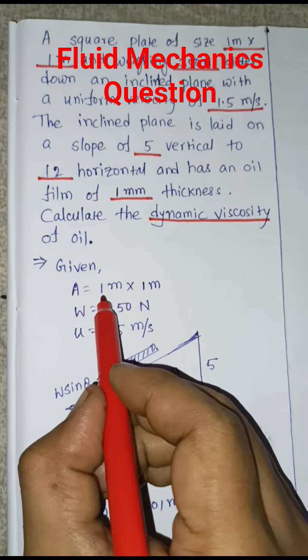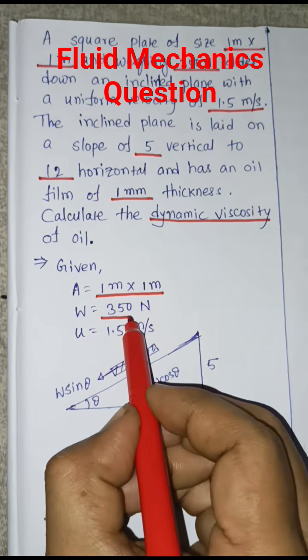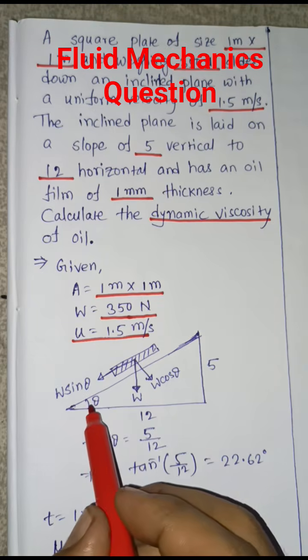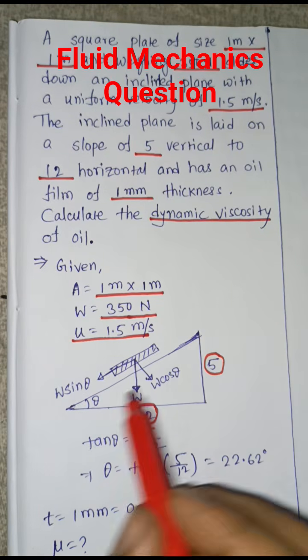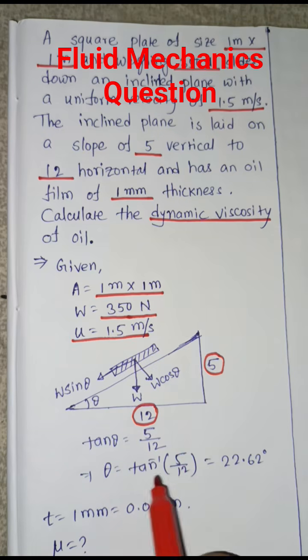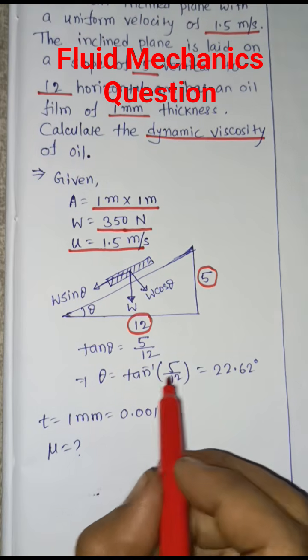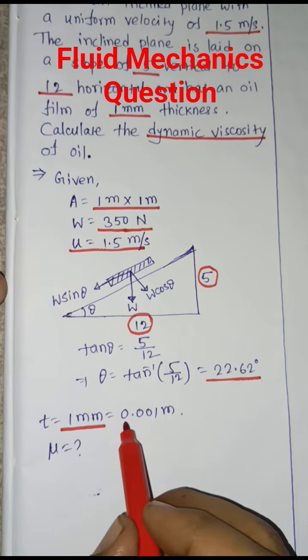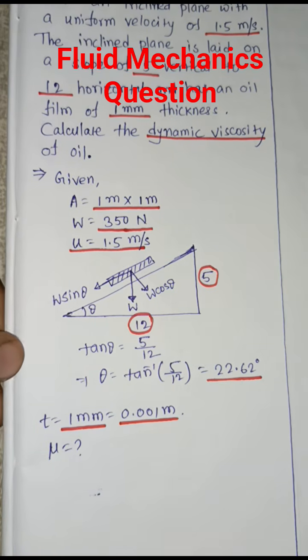So what is given in this question? Area, that is 1 meter by 1 meter, weight, that is 350 Newton, and U, that is 1.5 meter per second. Here 12 is given, and 5 is given. So if the angle is theta, the value of tan theta will be 5 by 12. From here you can get the value of theta, that is tan inverse 5 by 12, equal to 22.62. And the thickness which is given, 1 mm, is equal to 0.001 meter. You have to find out the viscosity mu.